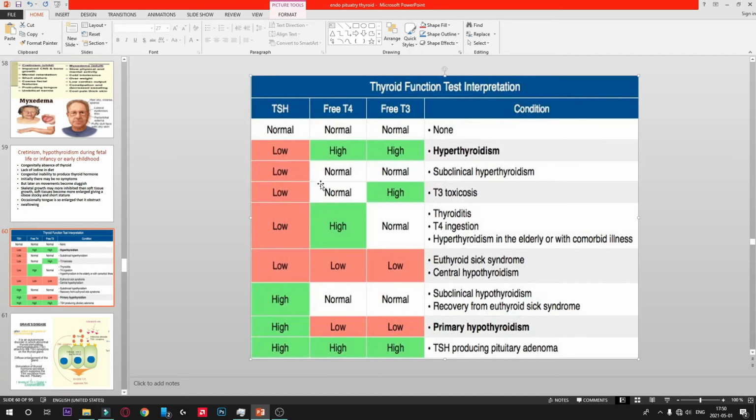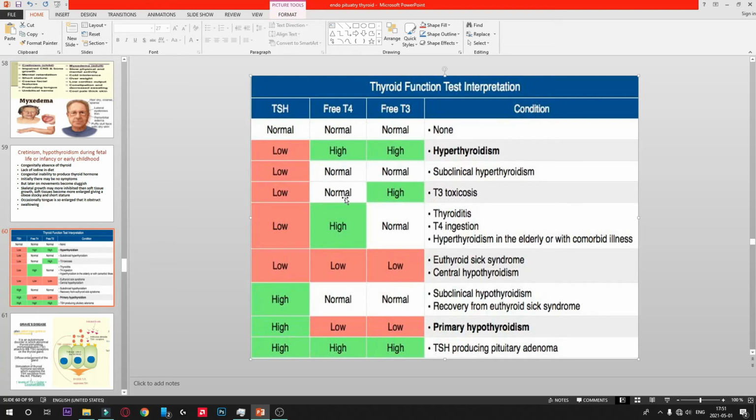Now, there are some other conditions in which the TSH is low, but the T4 and T3 are normal. Again, we will take it as hyperthyroidism. It is low, but the rest of the things are normal, so we will call it hyperthyroidism, but this is known as subclinical hyperthyroidism. That is hyperthyroidism showing no symptoms, subclinical hyperthyroidism.